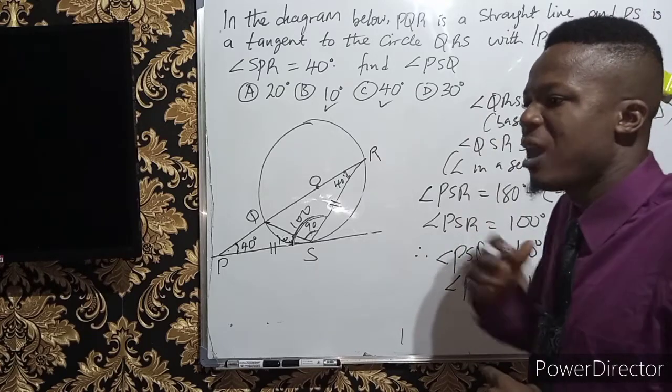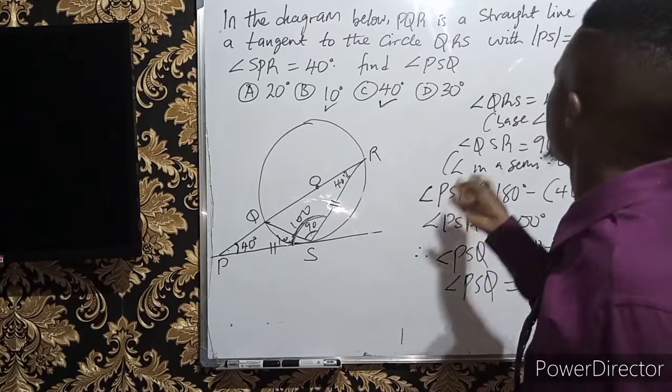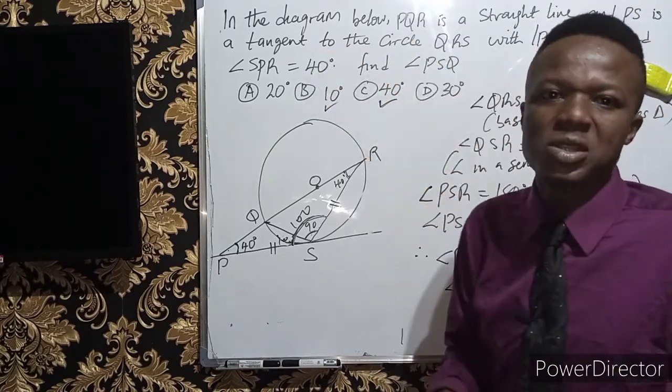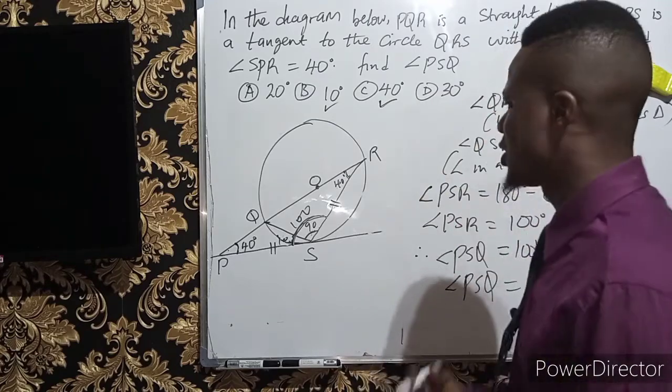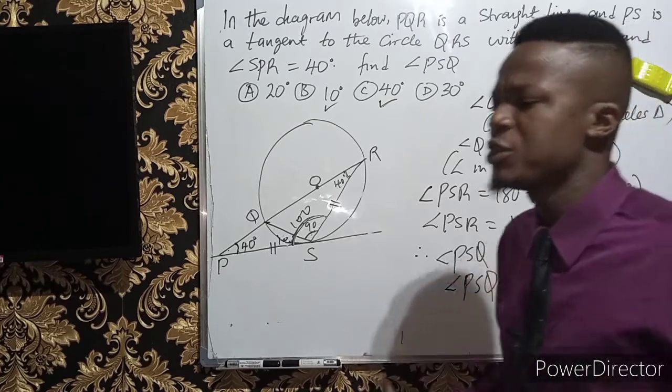But for myself, I will go with the first solution, which gave us 40 degrees. The reason is because the question mentioned a straight line and a tangent to a circle. Maybe they want us to utilize that theorem, but that does not stop the fact that the other solution is still correct. So I am confused, the question is confused.